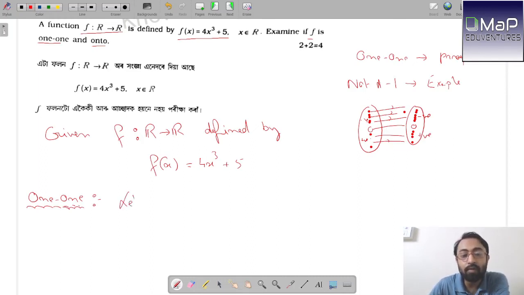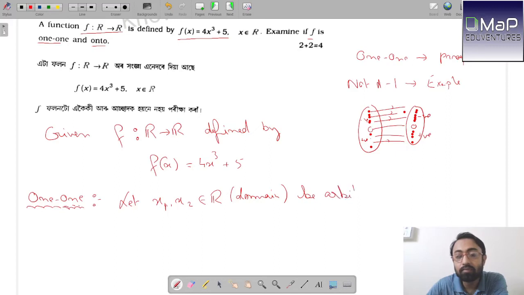So for the proof, let x1 and x2 from the domain R, which is the domain, be arbitrary. Suppose we have f of x1 equals f of x2. This is the procedure.